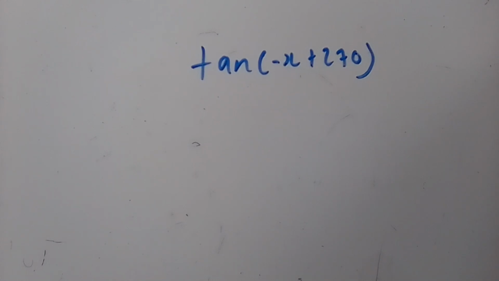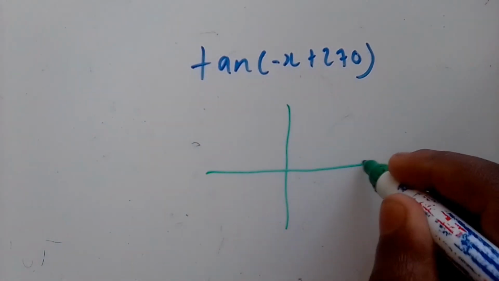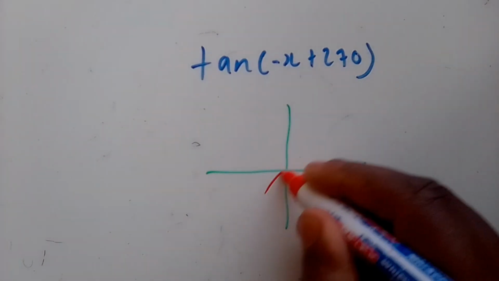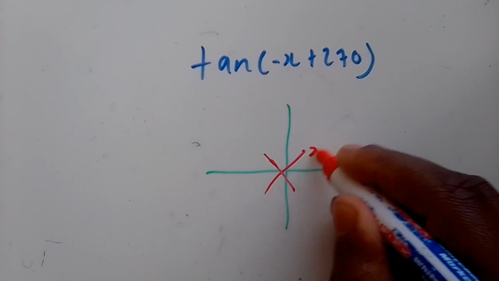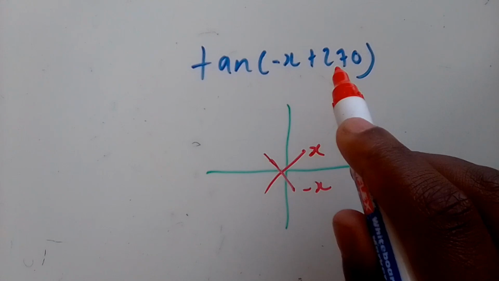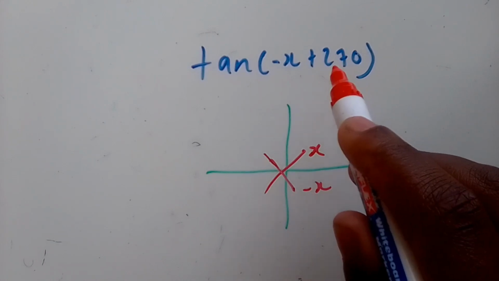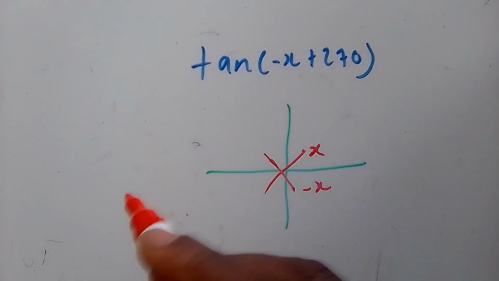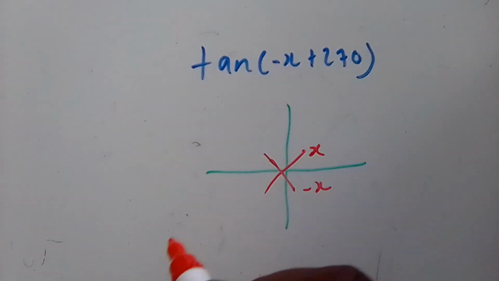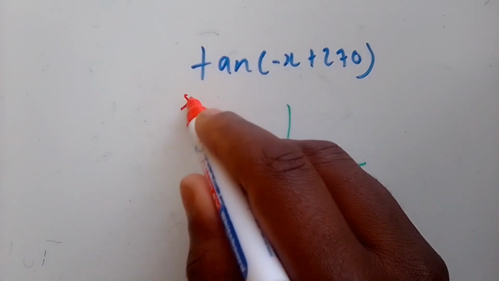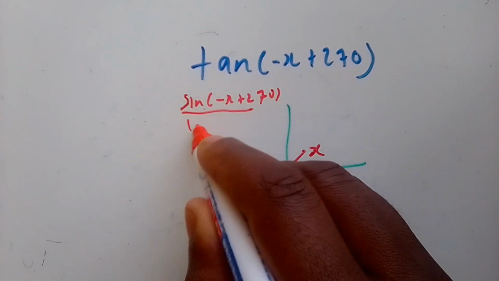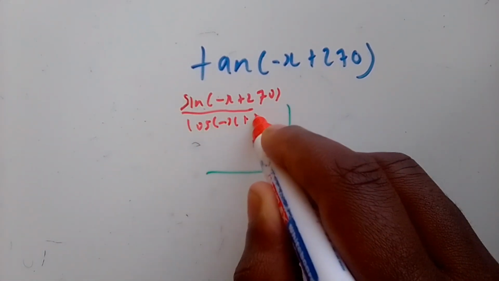With this one, you will still do the same thing. So this is going to be something like this. You're going to have x and minus x. Now whenever it's tan, whenever there is 270 or 90, we don't do it the same anymore. But if it's any other thing like 180 or 360, you can. But if it's 270 or 90, you have to change it into sine over cos. It's a must. So this is going to be sine of minus x plus 270 over cos of minus x plus 270.